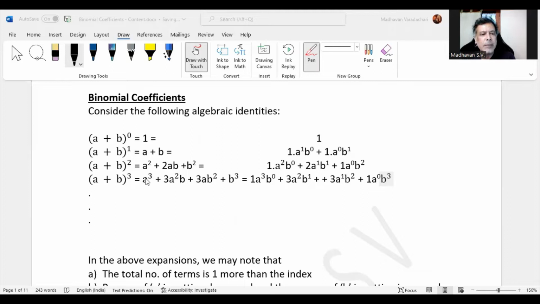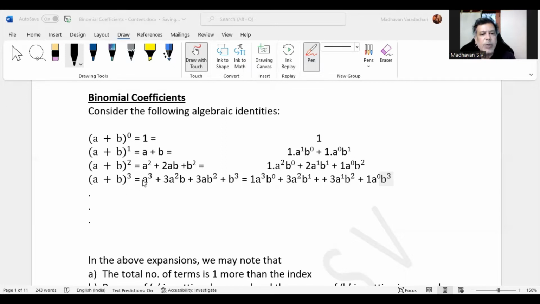b power 1. Next, (a + b) the whole square can be written as a square plus 2ab plus b square, which can be redefined as 1 times a square into b power 0 plus 2 times a power 1 b power 1 plus 1 times a power 0 b square.